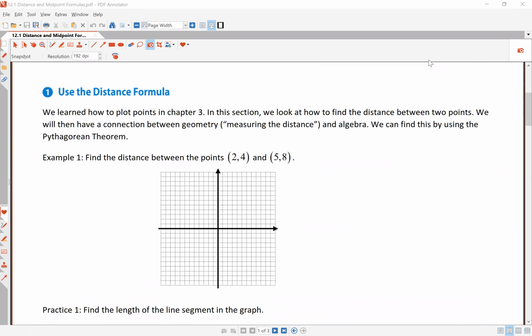We can find this by using the Pythagorean Theorem. Remembering that the Pythagorean Theorem works if you have a right triangle. When you have a right triangle, you have your legs, A and B, and you have your hypotenuse, C. And the relationship between these three is A squared plus B squared is C squared. So these are going to be numbers. A is going to be the length of this side, B is going to be the length of this side, and C will be the length of the hypotenuse.